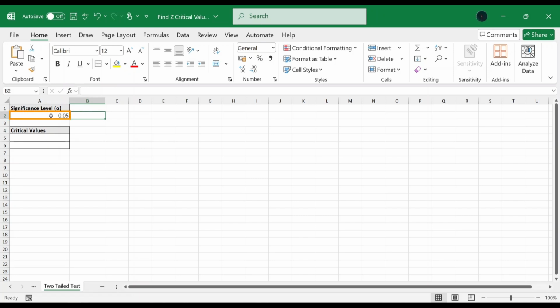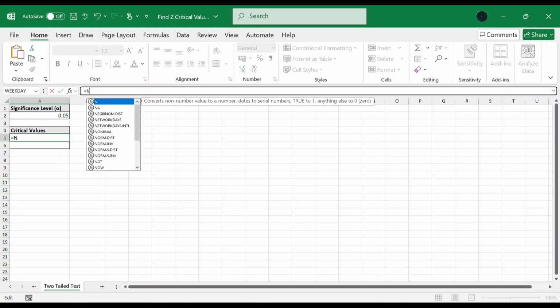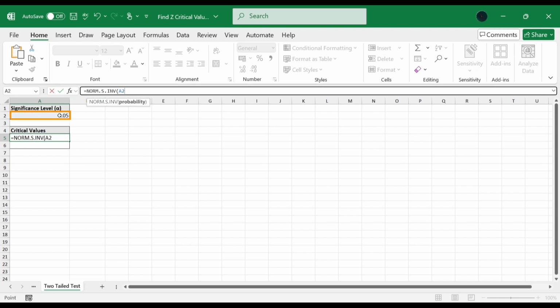In cell A2, the significance level is 0.05. Now, to calculate the first critical value in any empty cell, I'll go for cell A5. Type this formula equals NORM.S.INV cell A2, which is the significance level, divided by 2. Close the bracket. Let me explain.